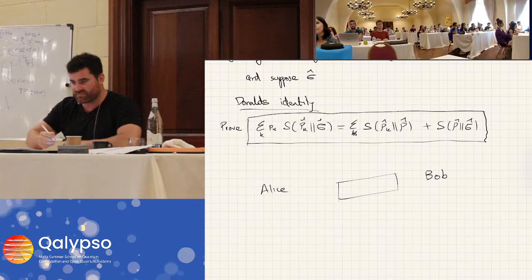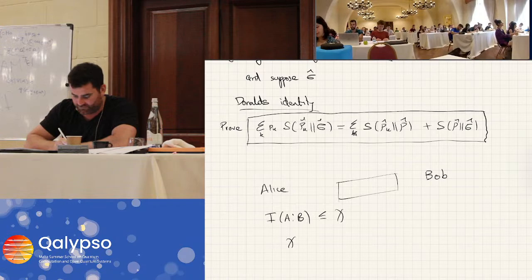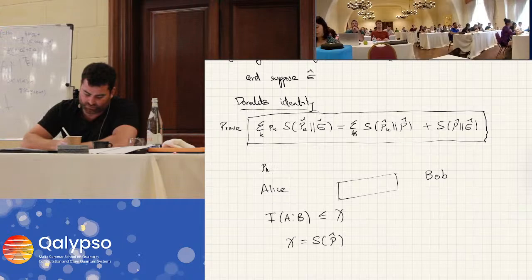So the mutual information between Alice's inputs and Bob's outputs is bounded by chi. Chi is equal to the von Neumann entropy of rho. Now, what is rho? Suppose Alice encodes in states rho k with probability pk. Then the average signal state of the channel is going to be this.